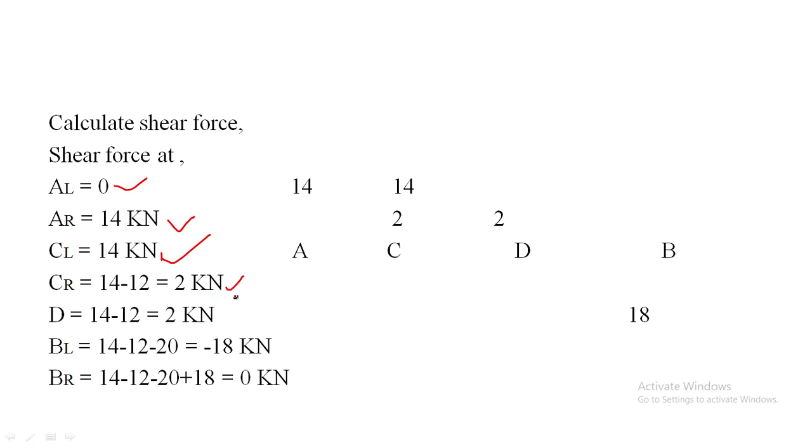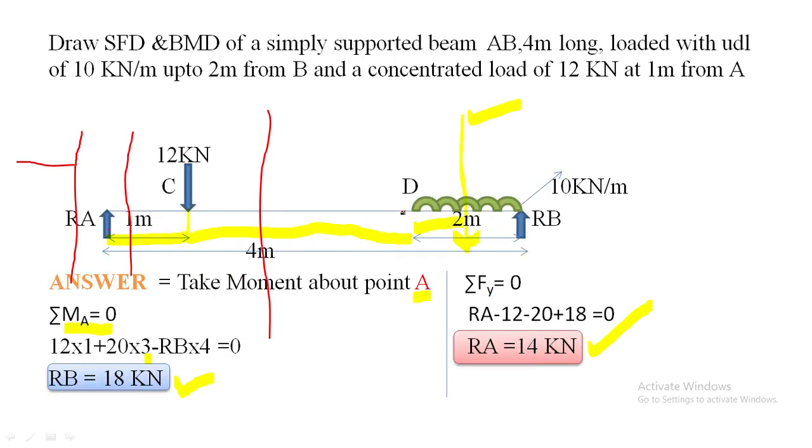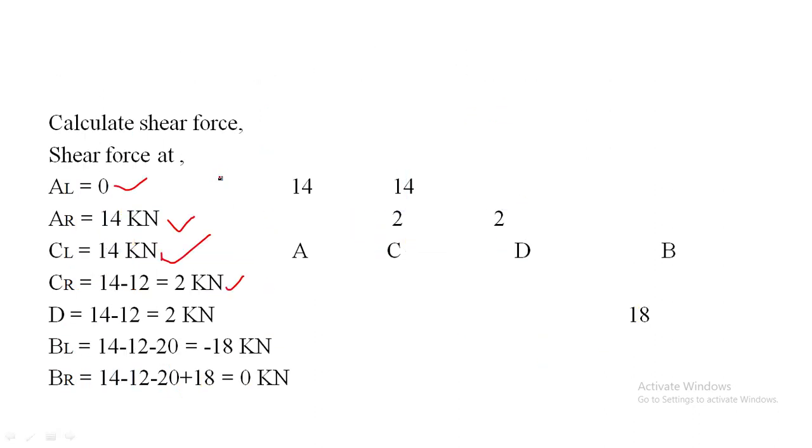Then shear force at D. Shear force at D means this section line is drawn at the D point. There is no need to calculate D of left or D of right because at D there is no vertical load. Now look left of D, the same forces are present, that is RA and C. RA is going in the upward direction, so consider plus, C is going in the downward direction, so consider minus. So your answer is again 2 kilonewton.